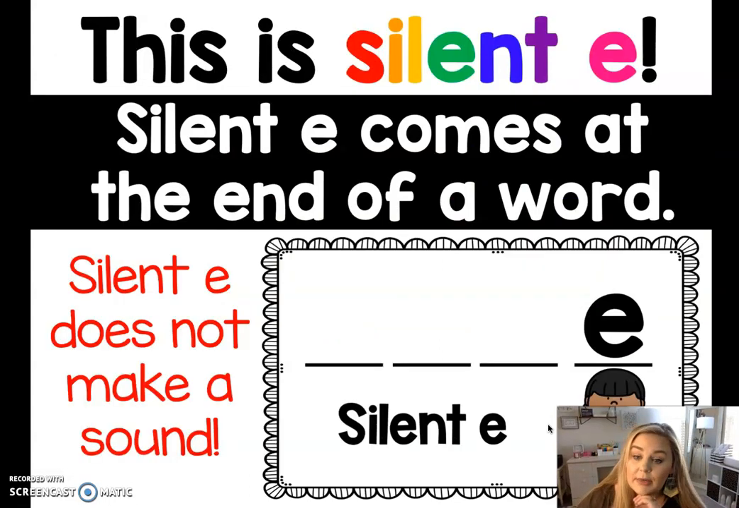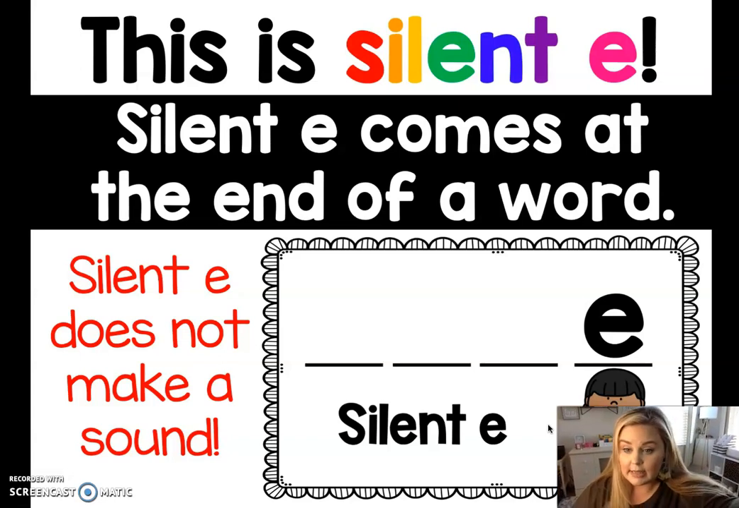Now this is going to be our new learning. This is silent E, and sometimes in class I would use it interchangeably, and I would say super silent E or a magical E at the end. The magical E or the super silent E at the end has a very important job. Silent E comes at the end of a word, and silent E does not make a sound. That's why it's silent. It doesn't make any sound at all. So we are going to be looking at words that will have a silent E at the end.